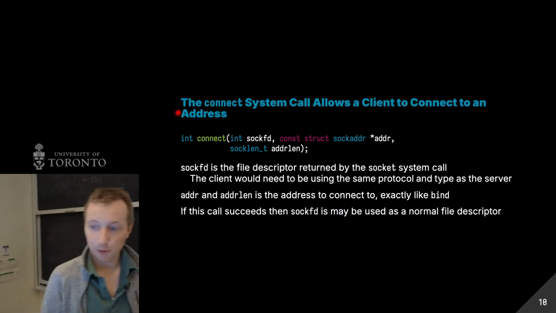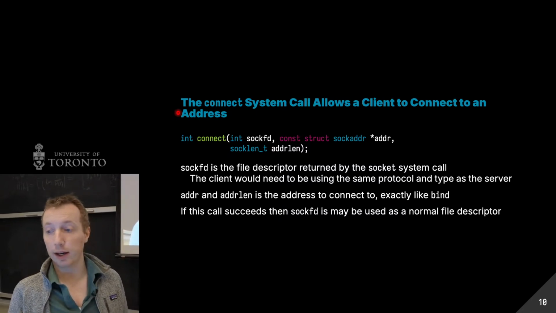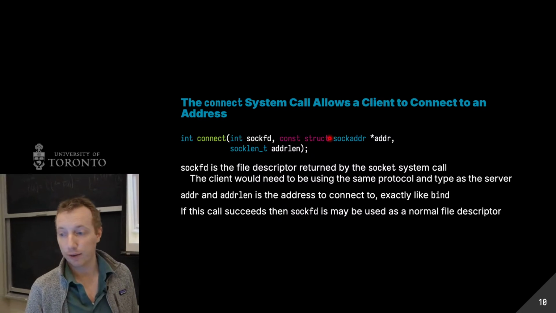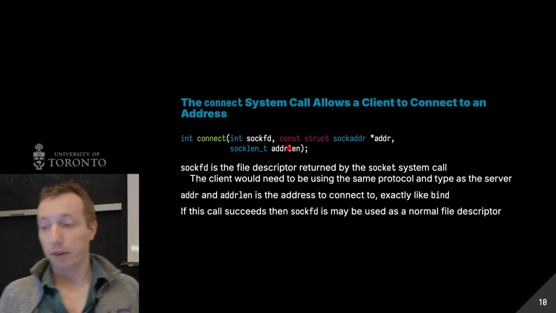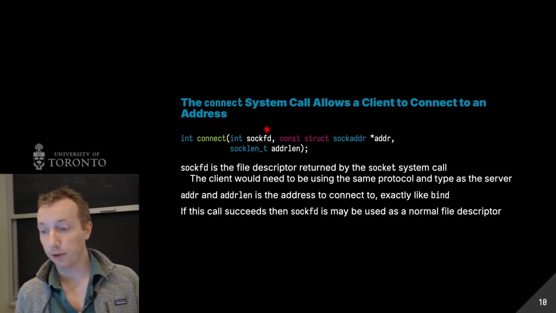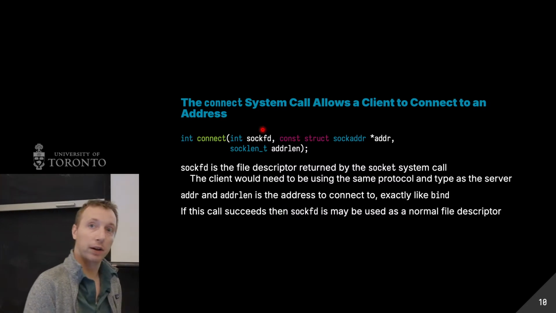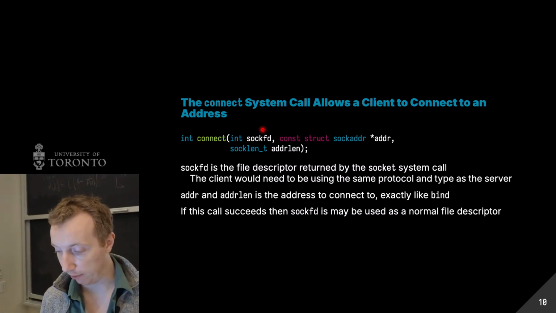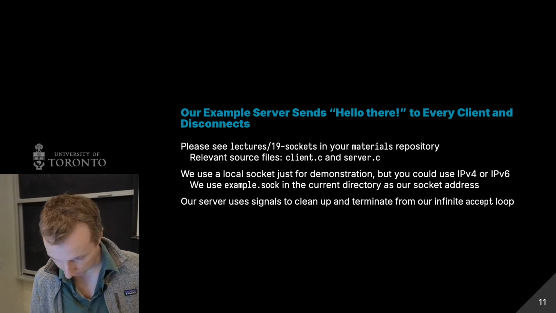All right, the last one is for the client. It just needs to use that socket system call and then the connect system call, and it looks exactly like bind. It has to match. So it just has a socket address, and then because it's C, you have to tell it the length of that structure. But other than that, it's exactly like bind. If the call succeeds, then the socket file descriptor you gave here can now be used as a normal file descriptor. It has connected to a server, and you can do a read and write system call with that file descriptor now. So now we can write a little server here.